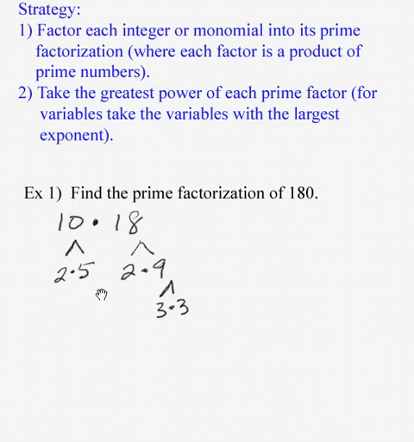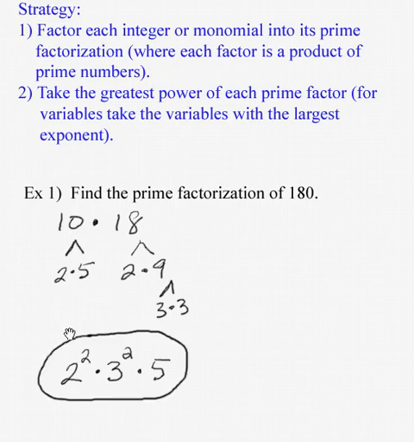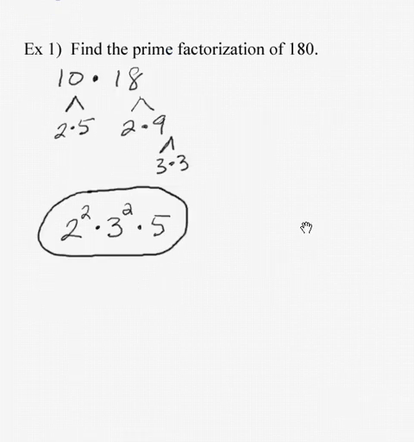From here, what we need to do is to look at all our factors that are the same. So we have a 2 and a 2. We want to have 2 squared. We have a 3 and a 3, so that's 3 squared. And then we have a 5. And that's the prime factorization of 180. All right, let's look at another example.